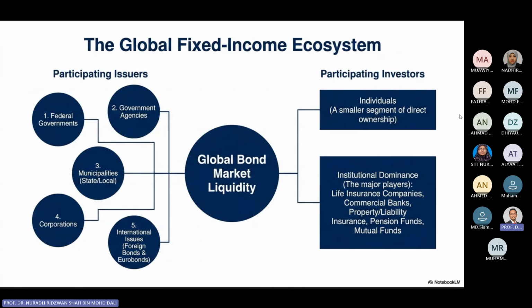The participating investors: we can buy a smaller segment of direct ownership, and there is institutional dominance, the major players being life insurance companies, commercial banks, property and liability insurance, pension funds, and mutual funds.